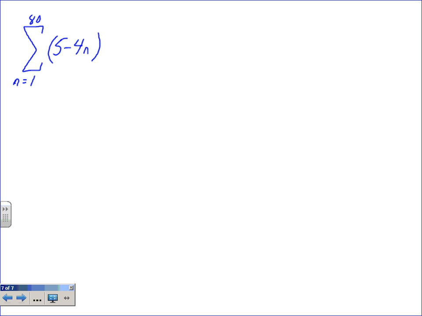80 terms. That's all. I mean, just so we know that this is a summation symbol, and I want to find the sum of the first 80 numbers of this series. Okay? Using our formula, sum of the first 80 equals 80 times. How do I know what the first term is? Put in 1 for n.